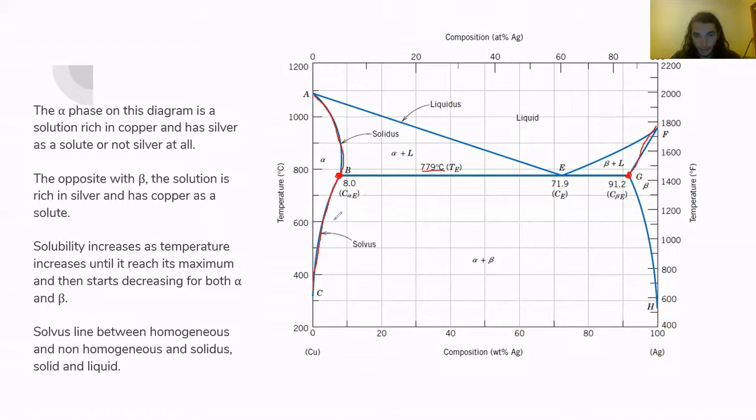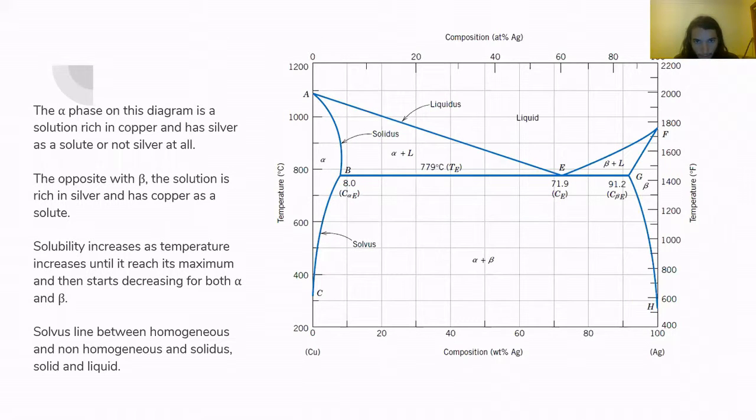And the line that separates homogeneous and heterogeneous phases is called the solvus line. And the line that separates solid and liquid phases is called solidus. This can also be called a solidus line, and also it's called the eutectic line. And the line that separates homogeneous and heterogeneous liquids is called liquidus.